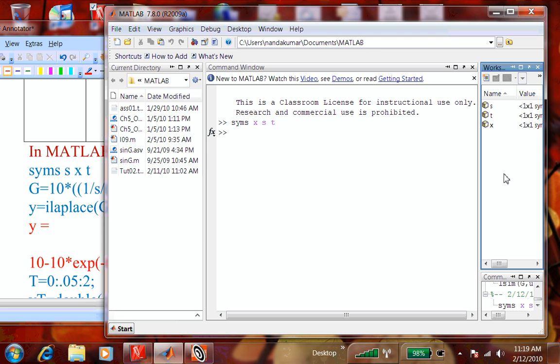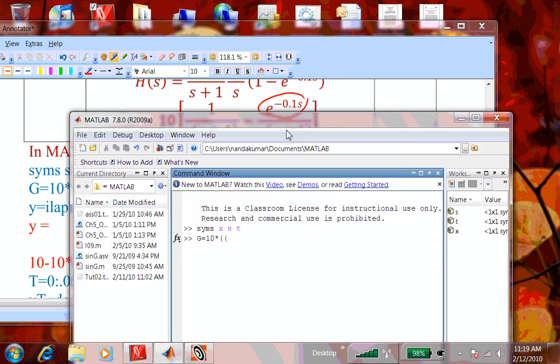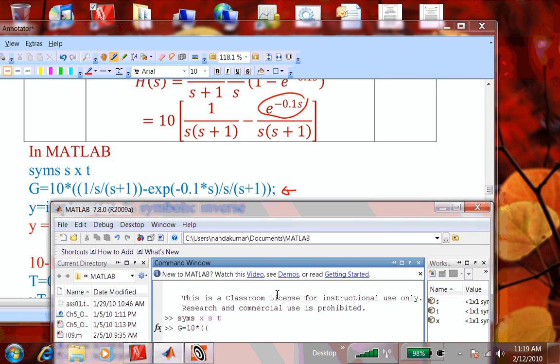So I'm going to define the transfer function G as equal to 10 times 1 over s. If I make any mistake in typing, please correct me. 1 over s divided by s plus 1 minus exponential of minus 0.1 times s, which is the delay, divided by s divided by s plus 1.